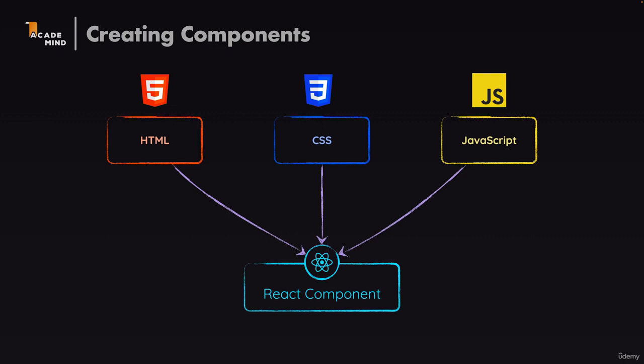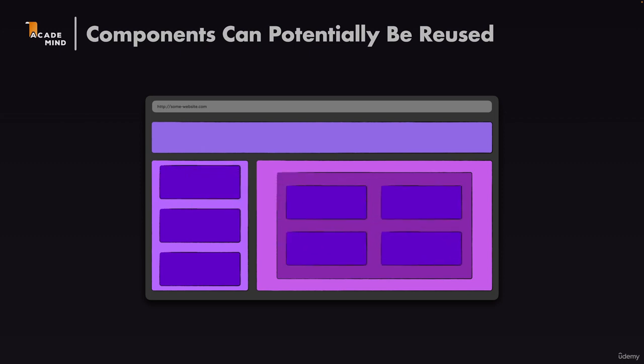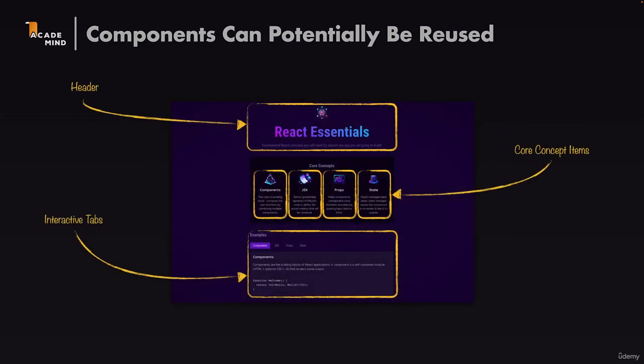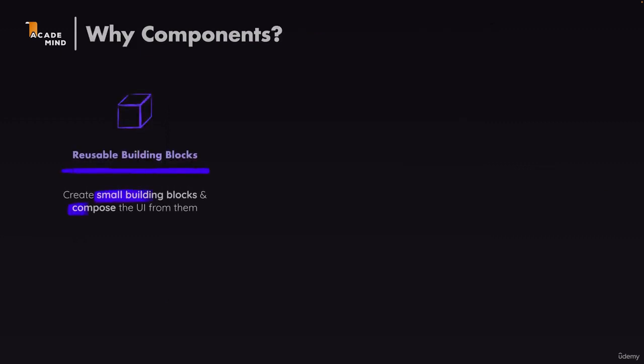This allows you, the developer, to split up complex user interfaces into smaller, more manageable parts, which at least potentially may also be reused in different places of the UI. For example, this core concept component is used 4 times, just configured with different data, but using the same HTML markup and styling and JavaScript logic under the hood. And that's one of the main reasons why this components approach is so powerful and popular.